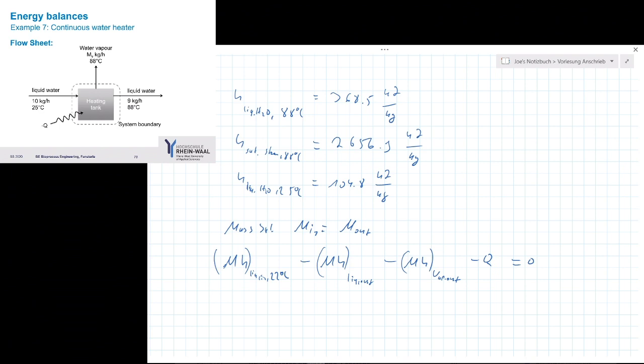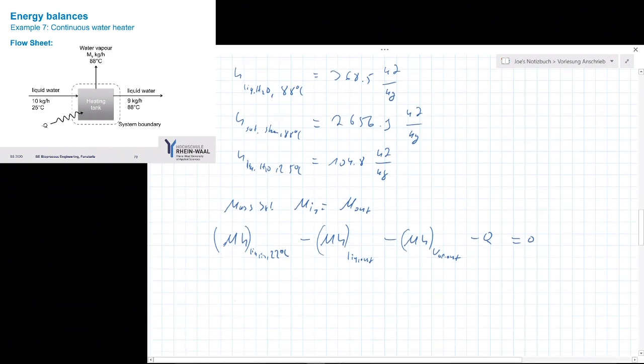So now let's first complete the mass balances very quickly. M liquid in is equal to M liquid out plus M vapor out, and therefore of course we come in that our M vapor out is 1 kilogram per hour. This is certainly not the most complicated mass balance ever.